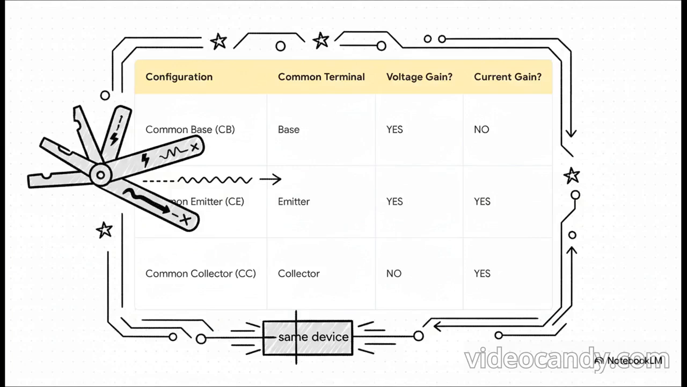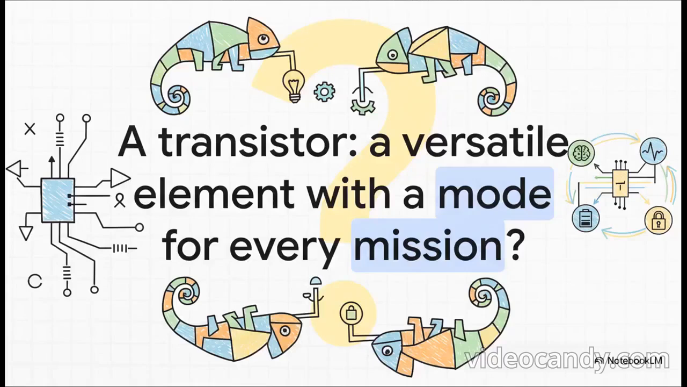Think of the transistor like a multi-tool. If you need to amplify voltage but you don't care about current, you fold out the common base tool. If you need a powerful all-around amplifier for both voltage and current, you grab the common emitter tool. And if you just need to boost current to drive a tricky load, you pick the common collector tool. It's the same device, but it gives you 3 completely different functions.